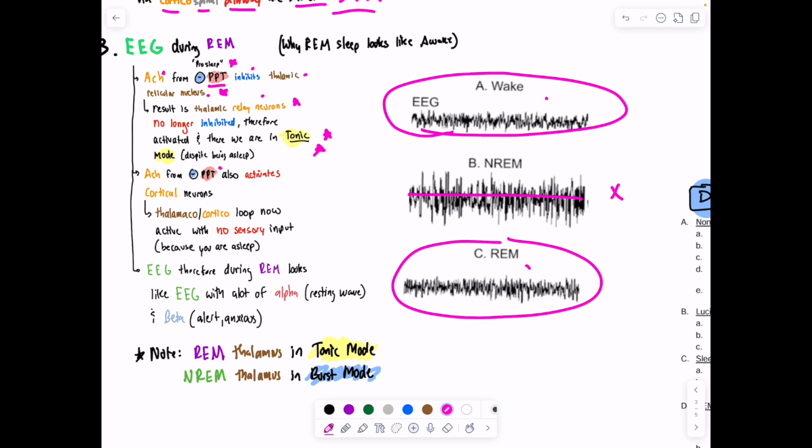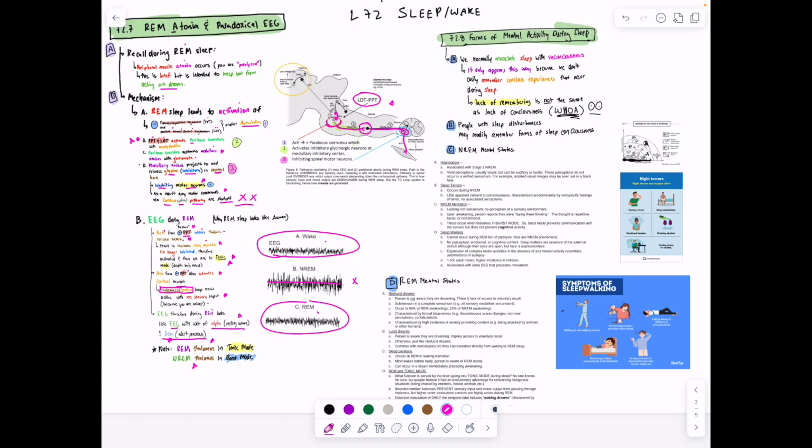All right, so the acetylcholine also activates the cortex neurons, and so the thalamocortical loop is now active with no sensory input because you're asleep. The EEG during REM is therefore going to look like the awake EEG, because you have these thalamocortical loops, which when they're running produce waves that, when you're conscious, are beta for alertness and anxiousness, and alpha when you're resting. So remember, during REM the thalamus is in tonic mode, and during non-REM the thalamus is in burst mode, right? But tonic mode we associate with being awake.